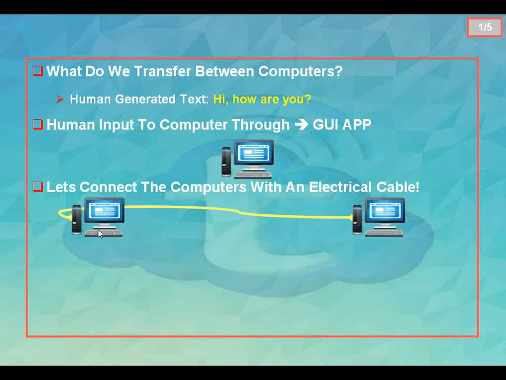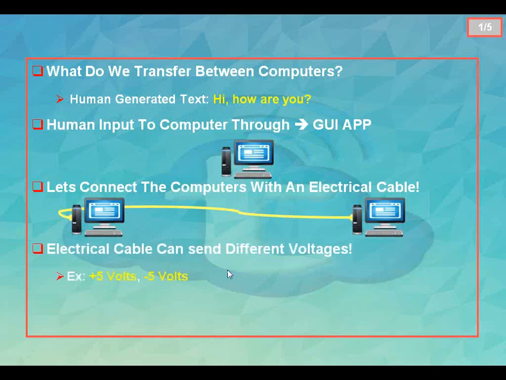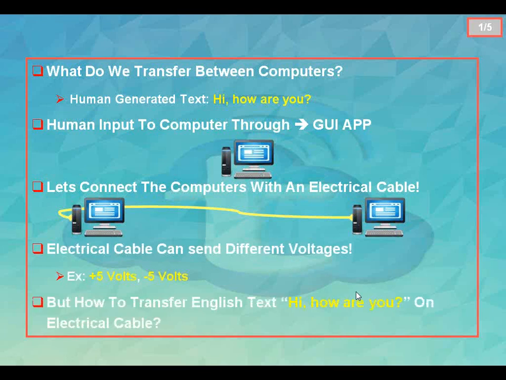This information must be transferred from one computer to the other computer so that the other human who is sitting in front of that computer will read this information: "Hi, how are you?" Let us assume these computers are connected with an electrical cable. An electrical cable can send different voltages like positive 5 volts, negative 5 volts. But what is the problem? An electrical cable can send voltages. How do you transfer this information, "hi, how are you", from one system to another system? That is the question.